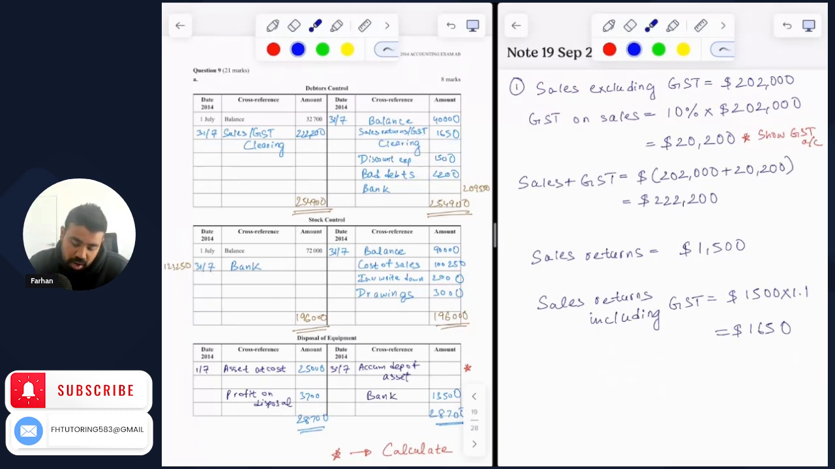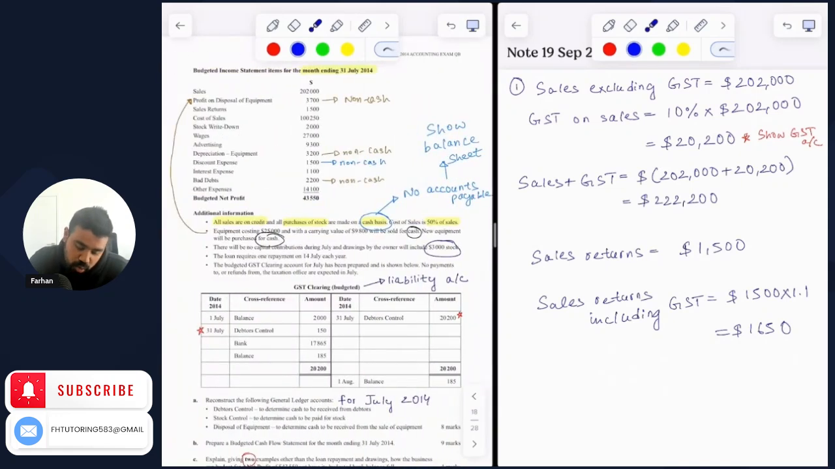So let's go into the income statement and you will see that we've got the discount expense of $1,500, which is what we understand to be a non-cash expense. And then we have bad debts of $2,200, which is also a non-cash expense. Now, bad debts here refers to the credit customers who are probably bankrupt and now cannot pay the business on credit sales that we have made to these customers in the past.